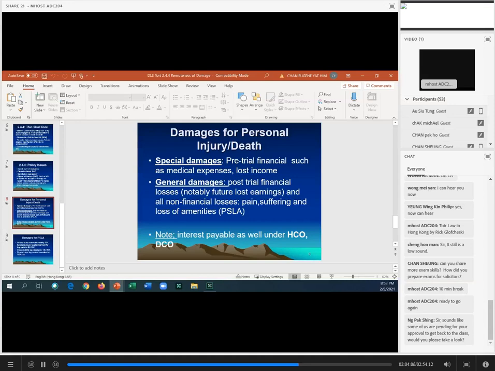Also, it's interesting to note that interest is payable on these damages under the High Court Ordinance and District Court Ordinance. The interest payable is not what you find on your savings accounts. It's the judicial rate. I'm not sure what it is at the moment, 3 or 4%. It's definitely not what you get on your savings account at the moment. We live in extraordinary times, don't we? Interest rates are at an historic low. I guess they will rise eventually. So you can claim damages for pain, suffering, and loss of amenities.